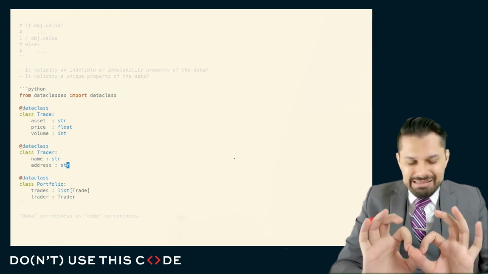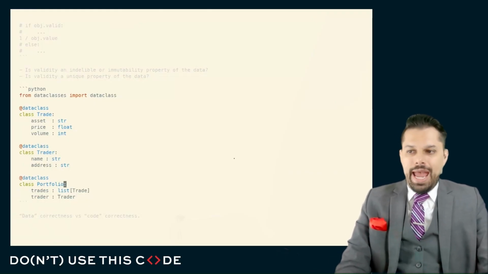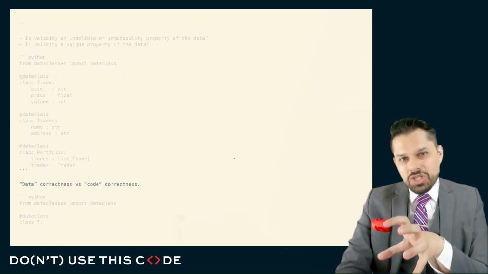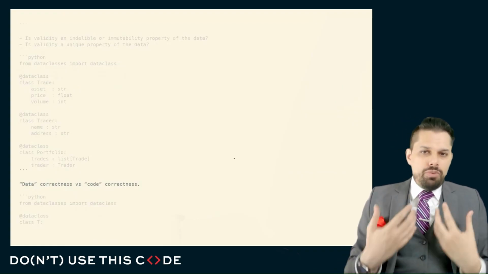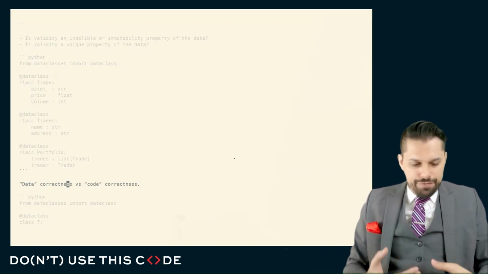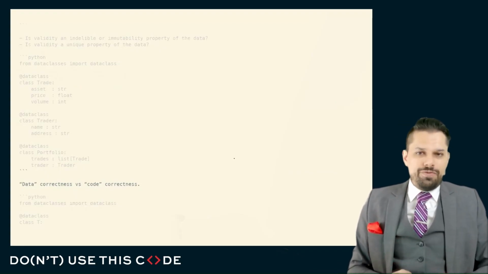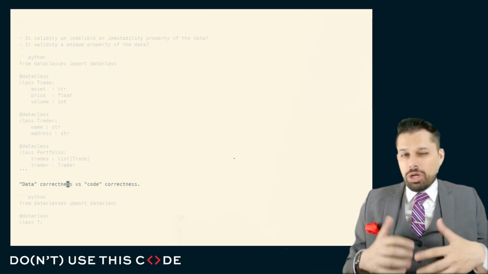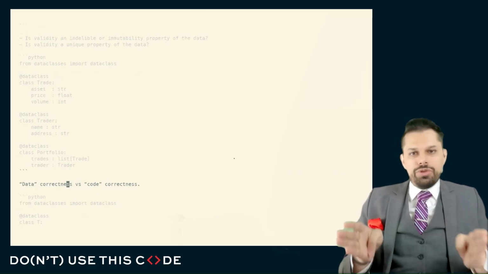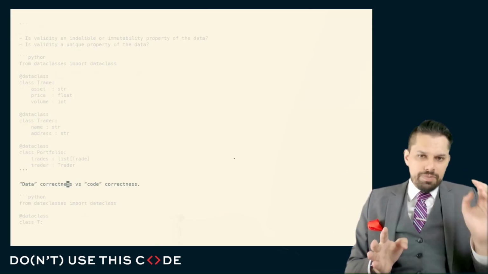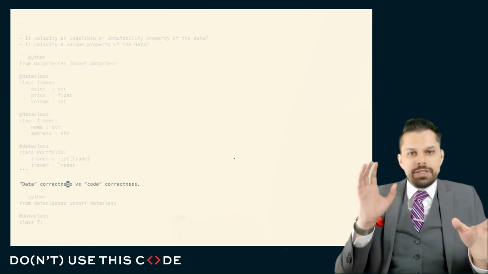Now, note there's been a little bit of sleight of hand here. And the sleight of hand is that I've been mostly talking about data correctness. But when we talk about correctness from the perspective of things like PEP 484 or from the perspective of things like unit tests, we're typically talking about code correctness. Now, we all know that there is a spectrum from data to structure, from data to code.